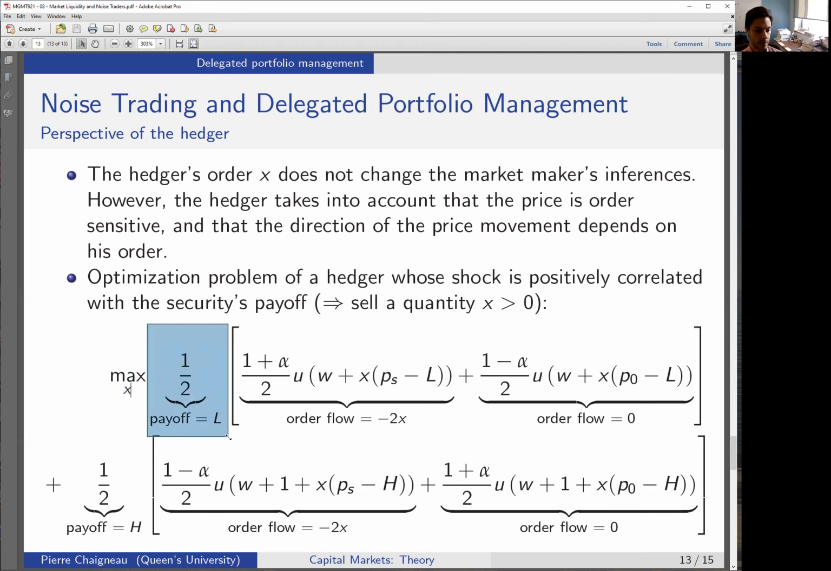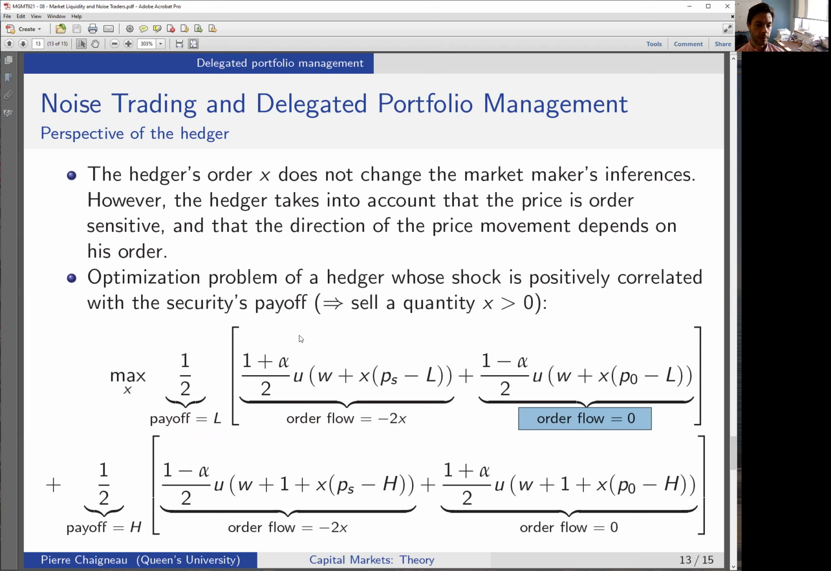So with probability 1/2, the payoff is going to be equal to L. Now we have a hedger who is going to have a positive exposure to the asset, so this is a hedger who is going to sell. Then there are 2 possible cases. The payoff is equal to L and the hedger is selling. Either the fund manager is selling as well, in which case the order flow is minus 2X, since both are selling, or the fund manager is buying. Then that cancels out with the order of the hedger, and the order flow is equal to 0.